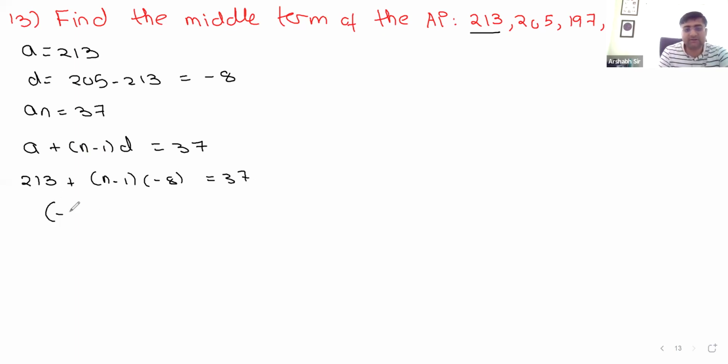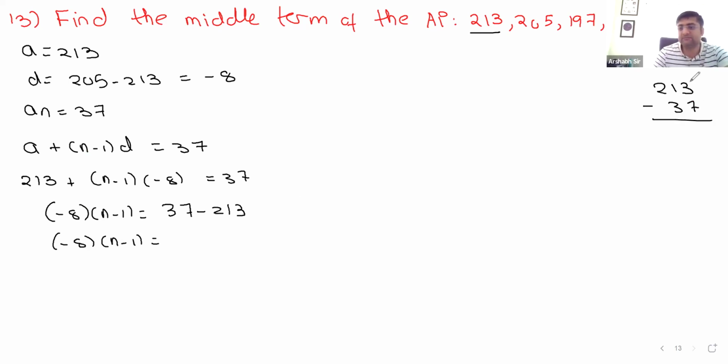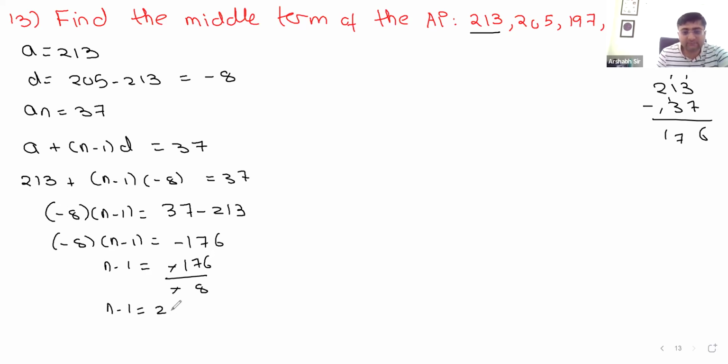Take the 213 there. So negative 8 into n minus 1 is 37 minus 213. So negative 8 into n minus 1, how much will this come to? 213 minus 37, minus 176. So n minus 1 is minus 176 by minus 8, minus minus cut. So n minus 1 is 22. So n is equal to 23. That means there are 23 terms in this AP. Do you all agree? Yes or no? Till here any doubt, beta? Yes, sir.